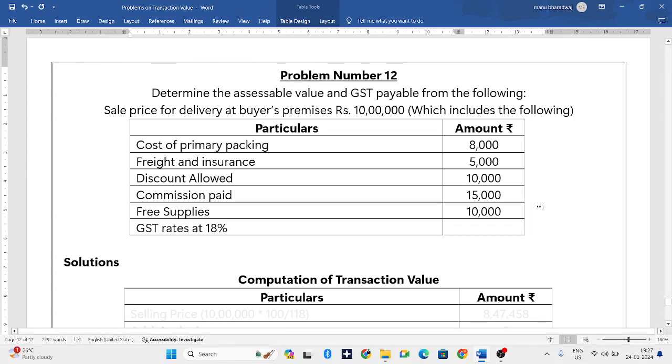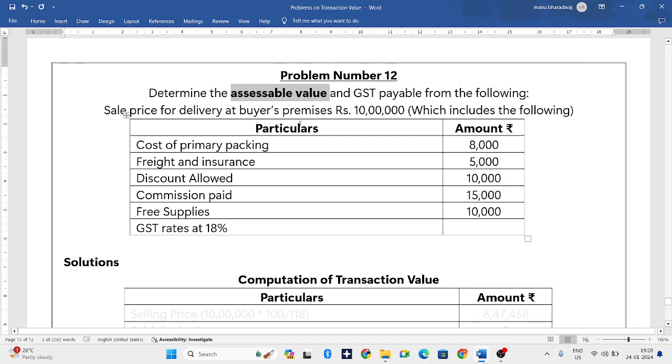In this particular video, we'll be solving one more problem related to transaction value. The question is on the screen. Determine the assessable value and GST payable from the following. Assessable value means transaction value only.